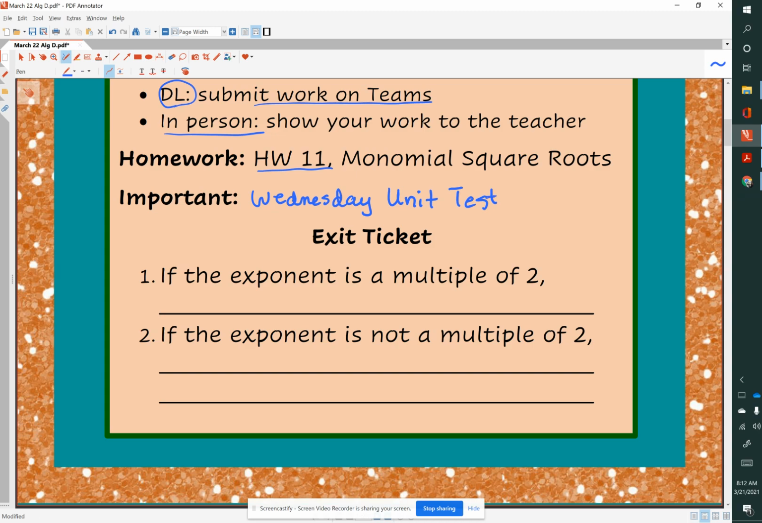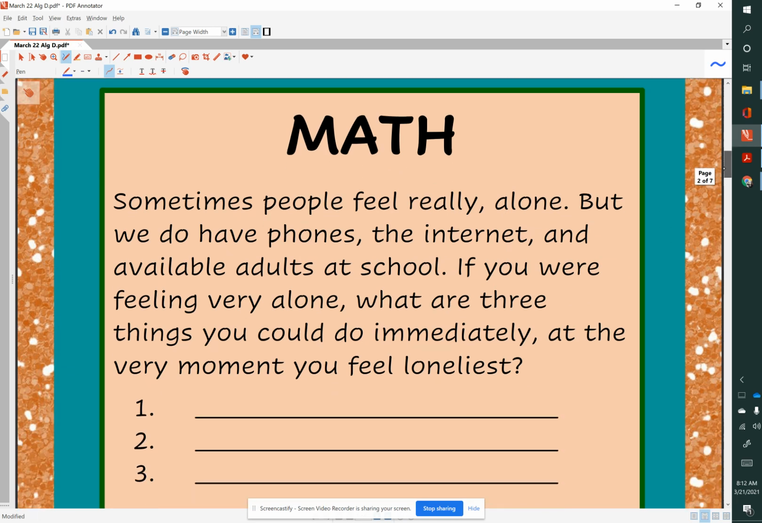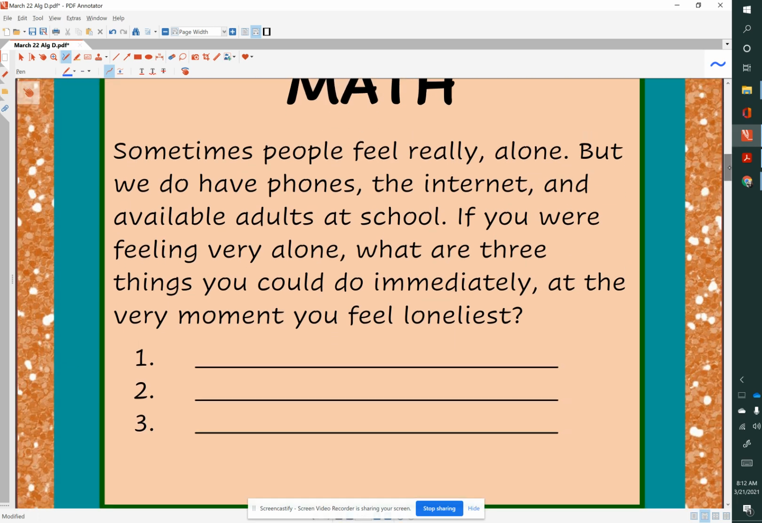So our exit ticket, we will come back to that in a minute. I want you to take a few minutes and think about this question. This question has to do with feeling lonely. Sometimes people feel really alone, but we do have phones, the internet, and available adults at school. If you were feeling very alone, what are 3 things you could do immediately at the very moment when you feel the loneliest? And it happens to me a lot because I live alone.